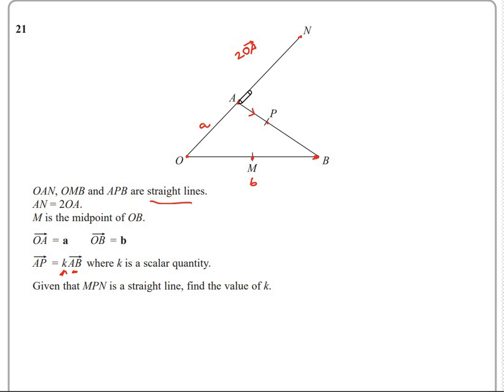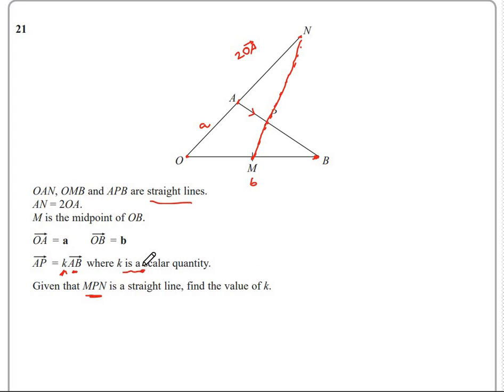So it's really a part of AB. We don't know what this K means. This K could be half of the line AB. It doesn't look like half of the line AB. It could be a third of the line AB. We don't know yet. That's what we want to find, where K is a scalar quantity. Given that MPN, now where's MPN? We don't have a line MPN, so let's just draw that in here. MPN is a straight line, although it doesn't look very straight. Find the value of K.